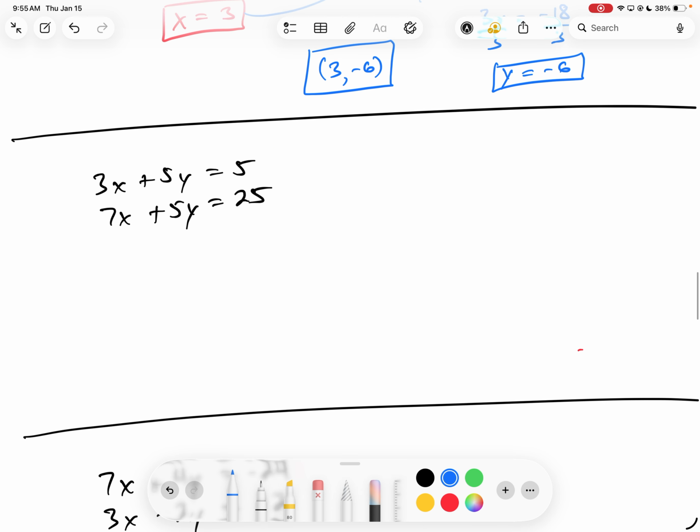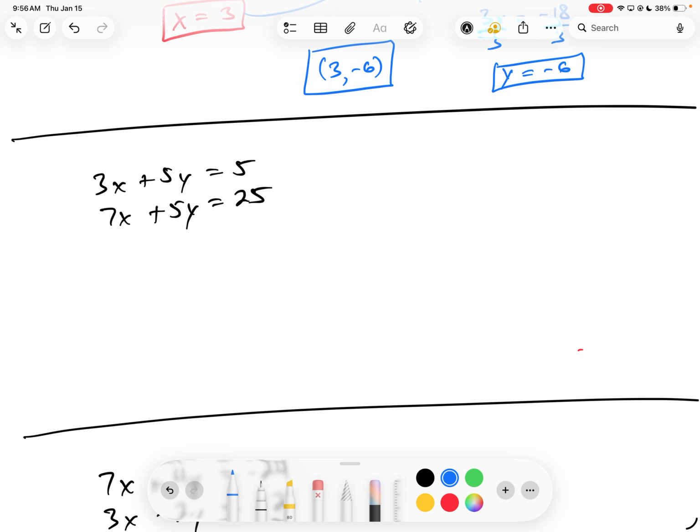All right, the next one. Don't write this part yet. When I go to add these up, I get 10x plus 10y equals 30. Well, that doesn't work, does it? Because now a variable didn't cancel out. So no variable canceled out on this one. So what we need to do, that's the part I didn't want you to write down. You can write down stuff now.